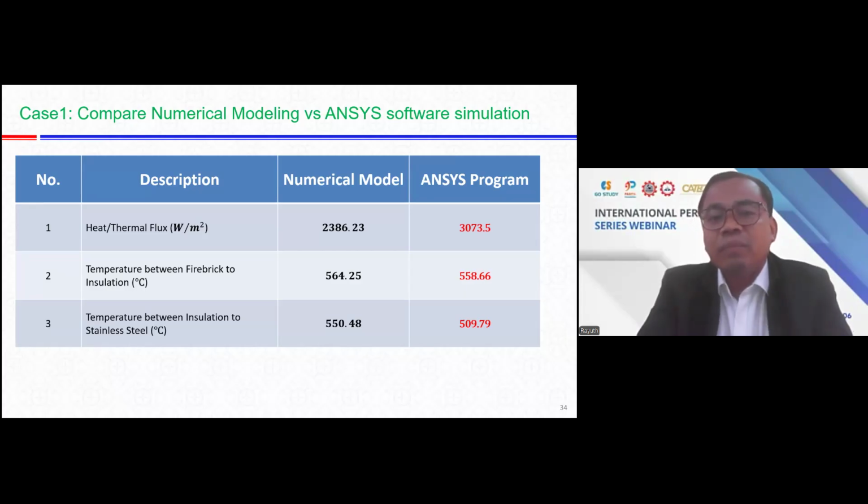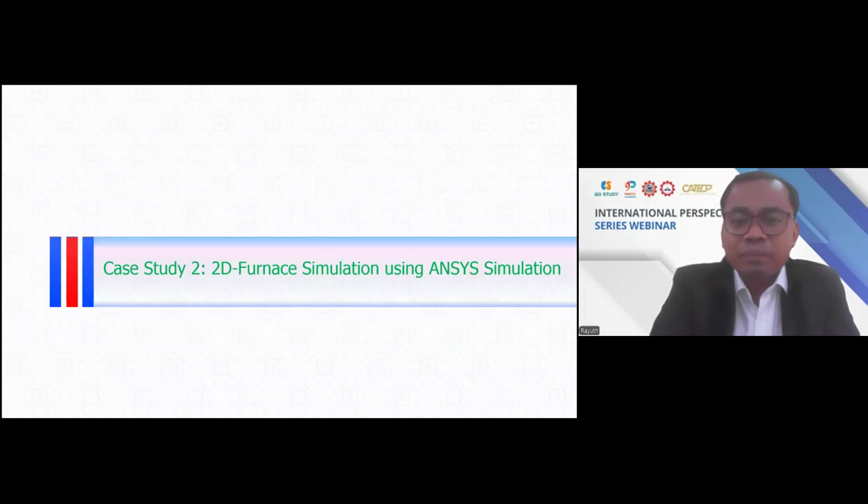For the temperature between the fabric and the insulation, the calculation is 564 and the software is 558, slightly similar. And for the temperature between the insulation and the stainless steel, the calculation is 550, and using the ANSYS software it is 509. So slightly different.